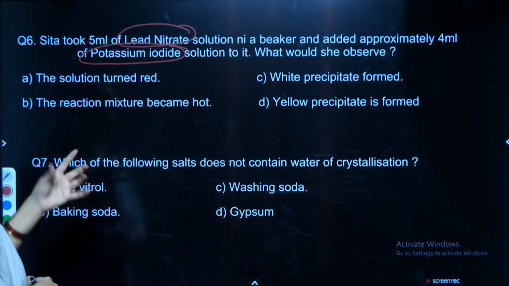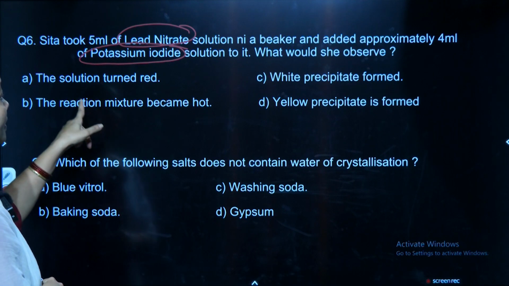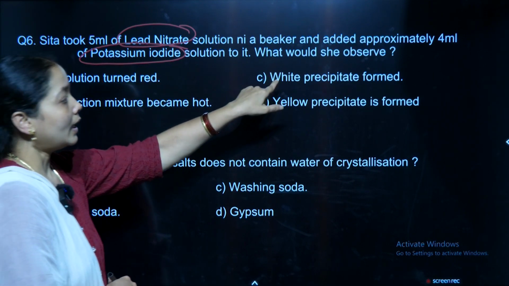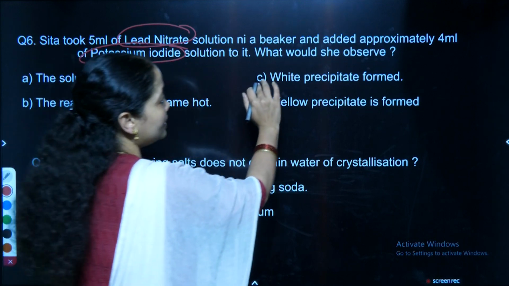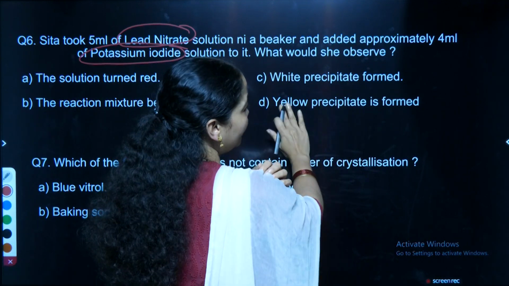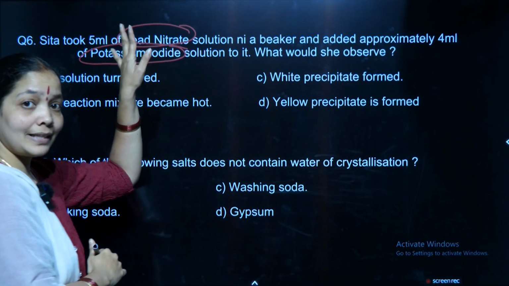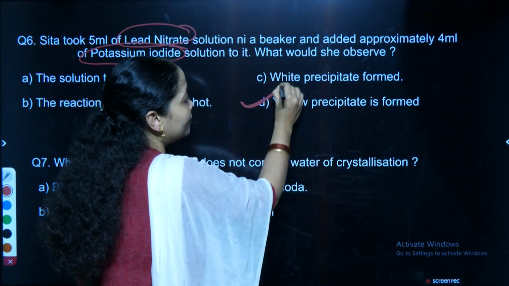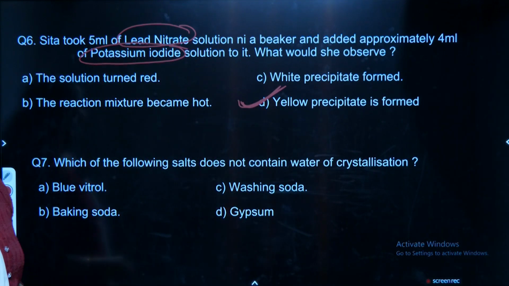When a precipitate is formed, I have to look into the options. Solution turns red, that is not possible. I will be left with C or D, because white precipitate or yellow. Since it is lead nitrate and potassium iodide, obviously a yellow precipitate will be formed. So option D will be my right answer.